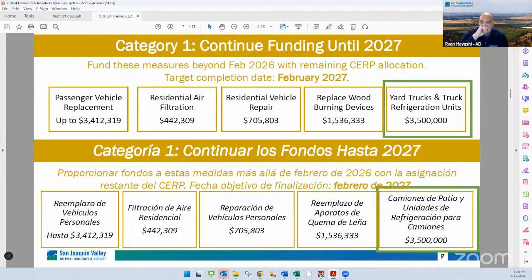And then this last one, yard trucks and truck refrigeration units. We had been having conversations with a few facilities in the area about opportunities. And unfortunately, we just received some information over the last couple of days that it's not looking like the people that had expressed interest are going to be moving forward. And so it was on the category 1 here. Due to some of the timing of the slides, we weren't able to move this to a different one, but for the conversation, we're going to look to recommend shifting that funding.